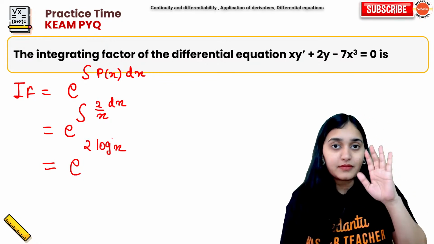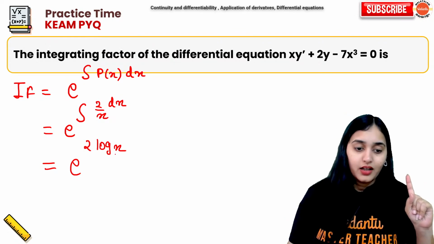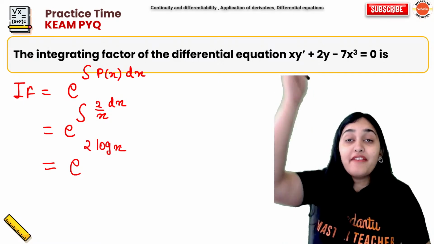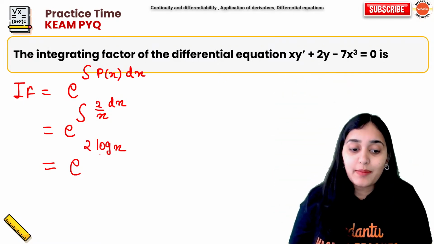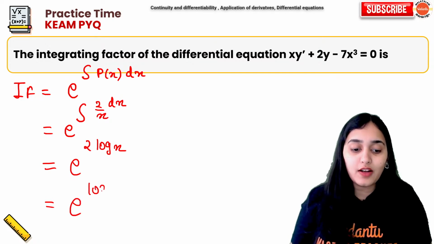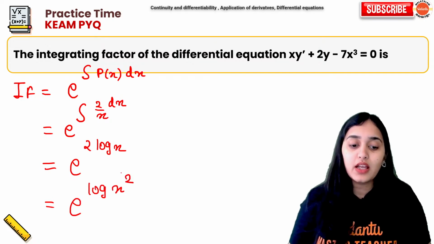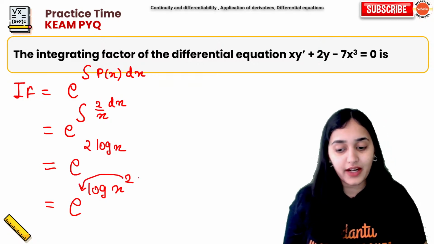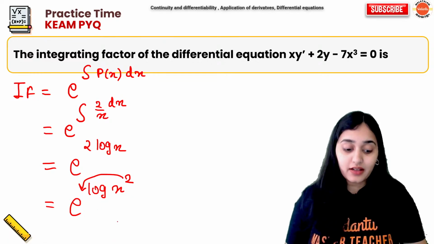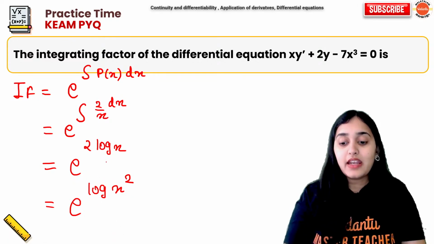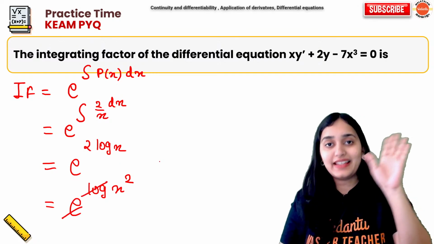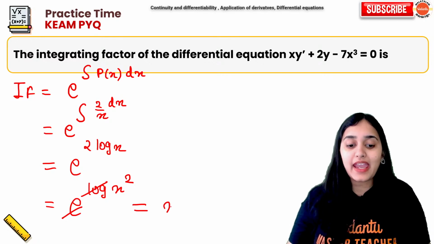Now, whenever we apply log to a function, the power comes in front. Similarly, 2 log x can be written as e to the power log x to the power 2. Because this 2 came in front, it can go back to the power also. So it becomes e to the power log x square. Now we know that e to the power log is 1, cancelled. So we have x square.